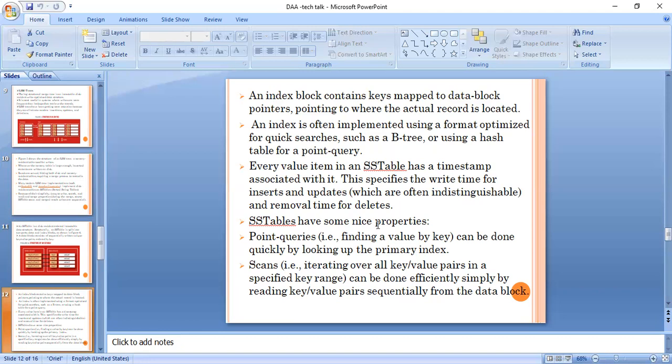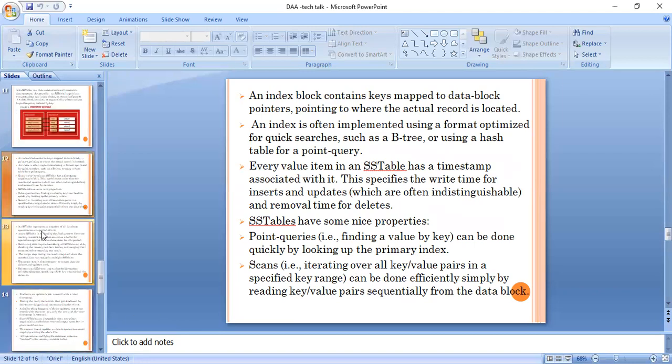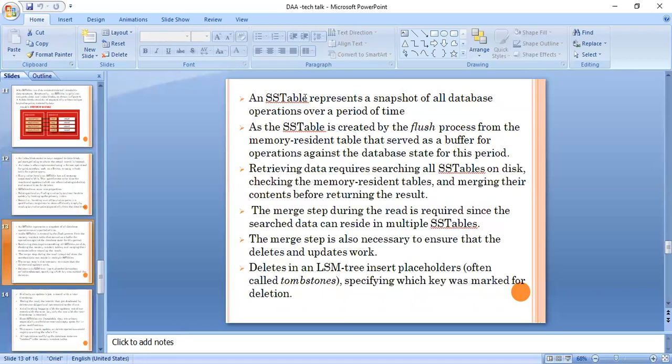SS tables have some nice properties. A point query, that is, finding a value by key, can be done quickly by looking up in the primary index. Scans, that is, iterating over all key-value pairs in a specified key range, can be done efficiently simply by reading key-value pairs sequentially from the data block. An SS table represents a snapshot of all database operations over a period of time.